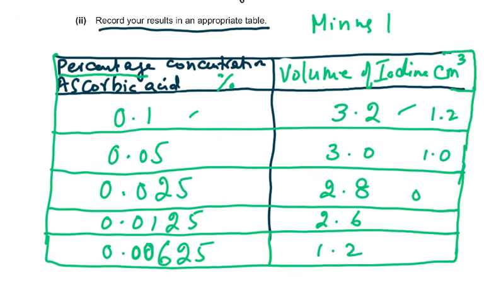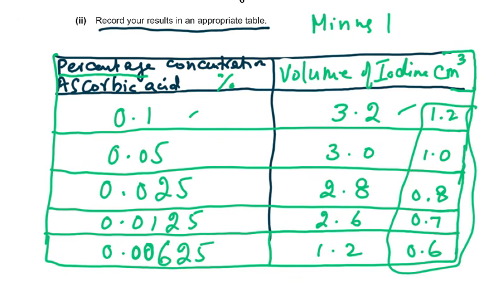1.0, 0.8, 0.7, 0.6. Well, that would also be correct. So this person's answer would also be correct, and this person's answer would also be correct. This is the confidence that you get: you don't have to worry about what actually the volume was. You can just cook it up and write anything, or you can just do 0.1 and 0.0625, and the rest of it you can just make up yourself. So this is how you get the 4 marks for this table.